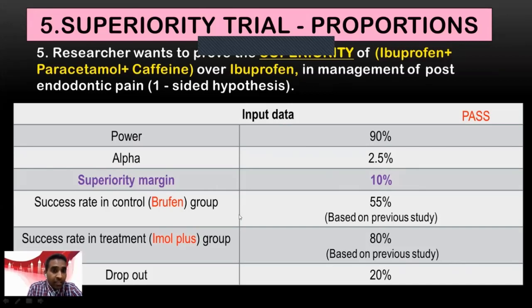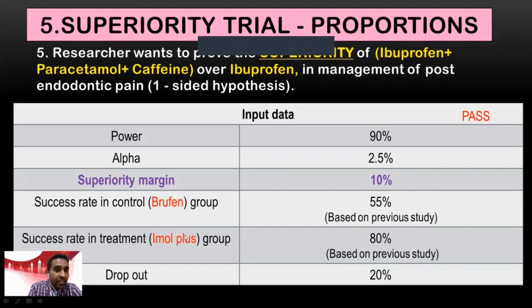In reality, brufen may give 55% and the other 80%. The difference may be 55 and 80, it is almost like 25%, I believe. In reality, the difference may be 25%. But we don't know the exact reality. It is going to occur in our studies.